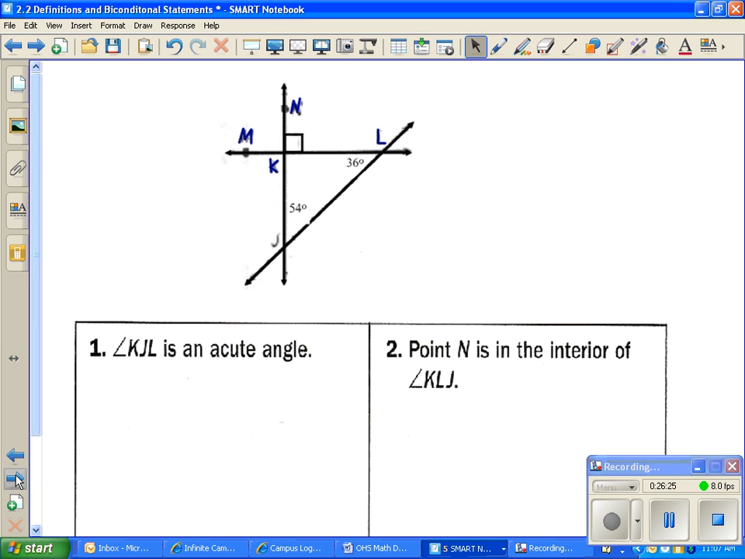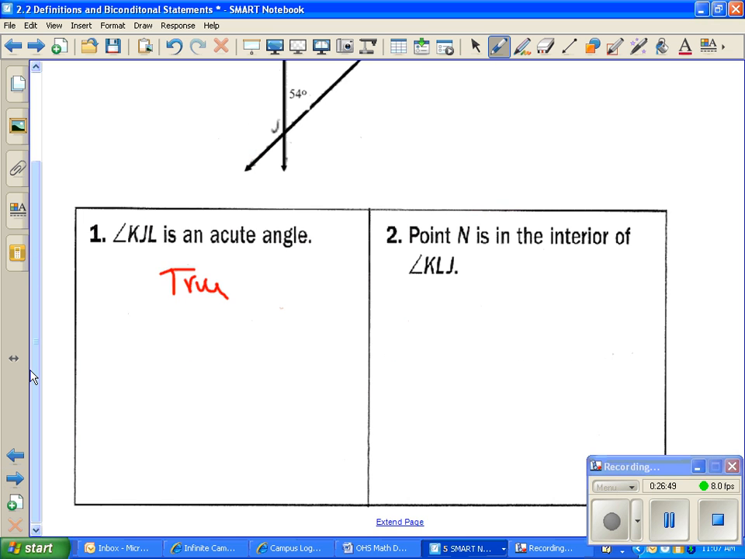All right, so you got our same, a little different. I changed it on this one. Did it move by itself just now? No, I touched it. All right, angle KJL, this is a little different picture. KJL, it's 54. Is it an acute angle, true or false? True. True, right? Because we know that acute angle is what? Smaller than 90. Smaller than 90.